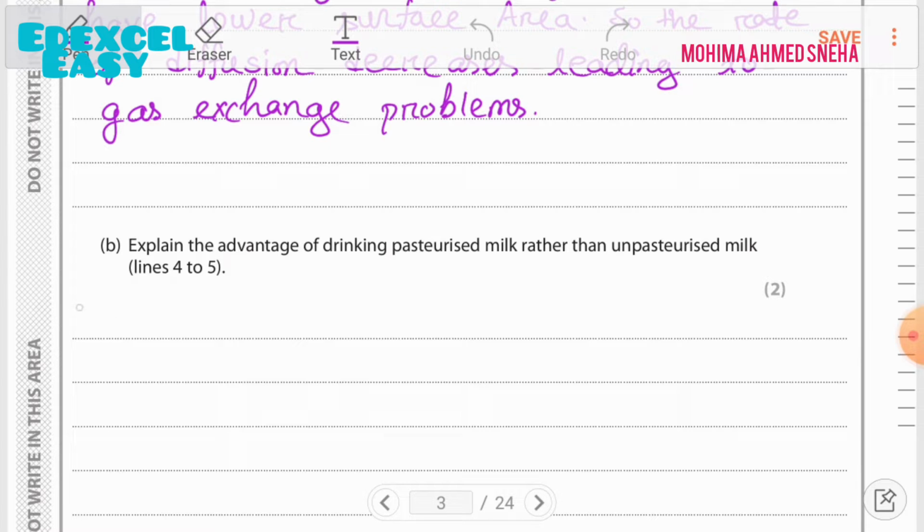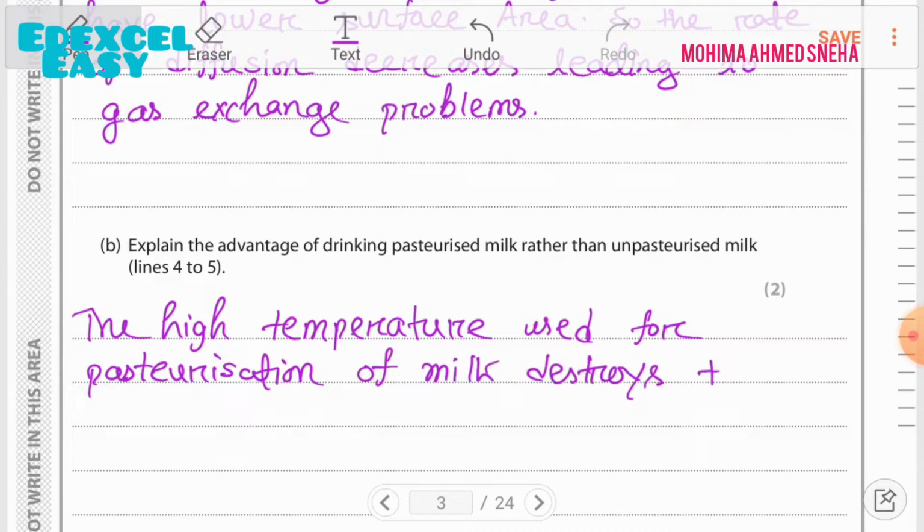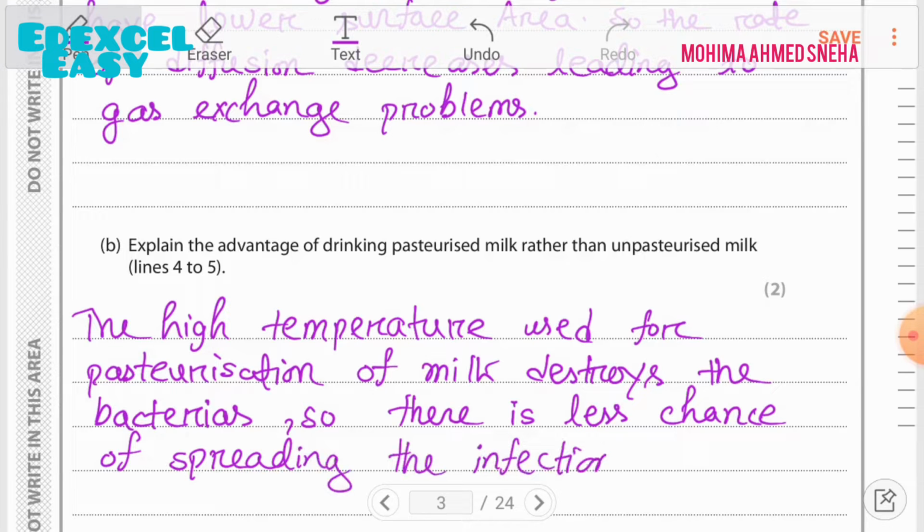The high temperature used for pasteurization of milk destroys the bacteria, so there is less chance of spreading the infection.